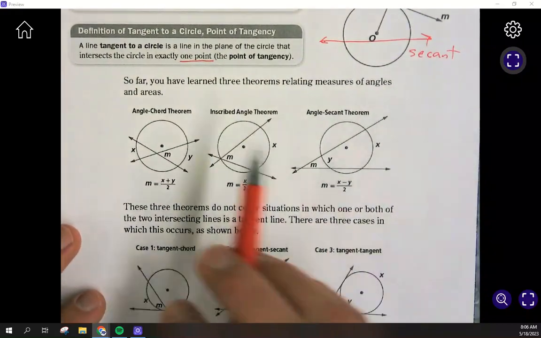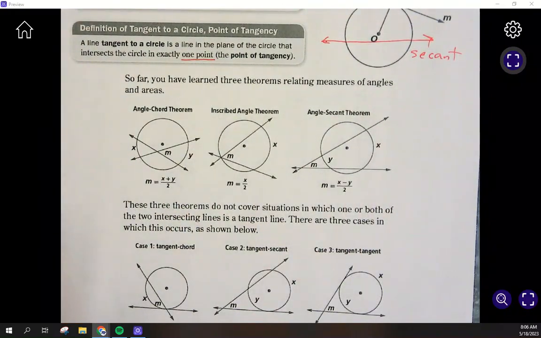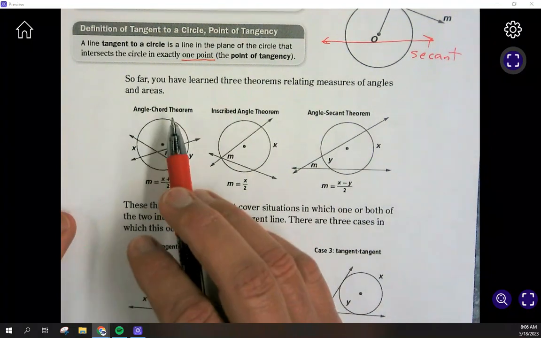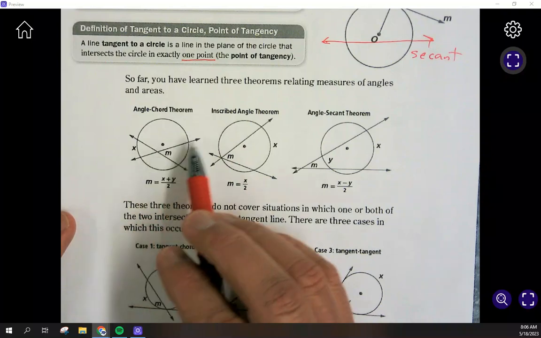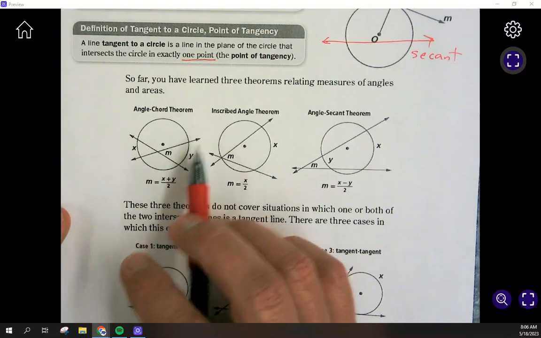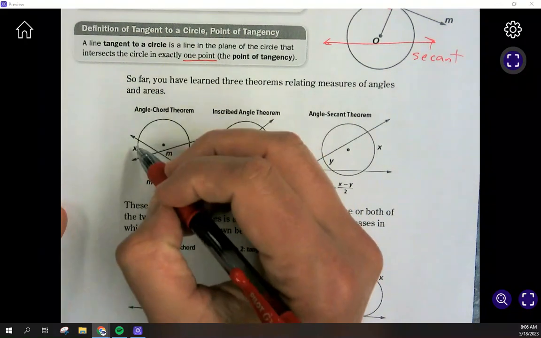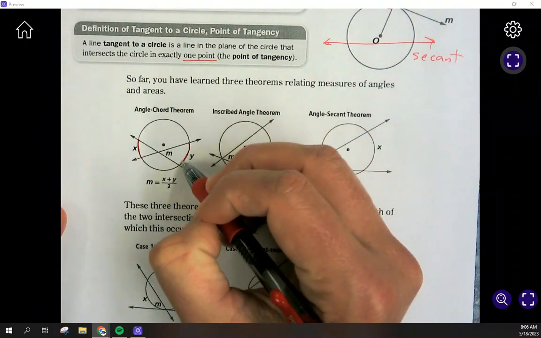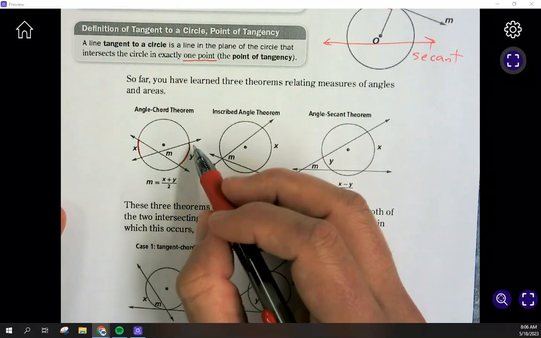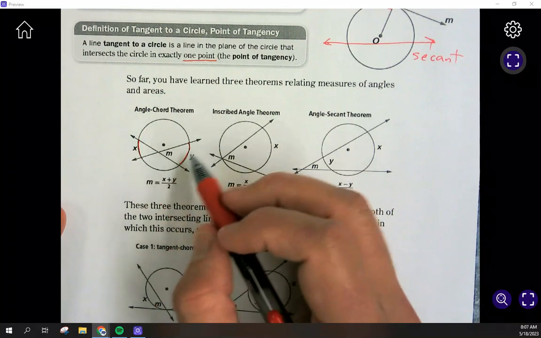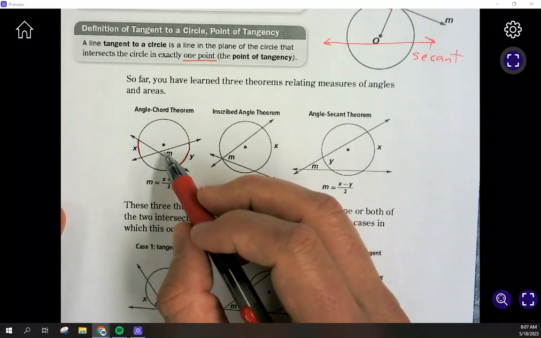So far, a quick review of what we did in 14.3. We've learned three theorems with measures of angles and arcs. Our angle chord theorem: if we have two lines, whether they're secants or chords, and they're crossing in the middle of the circle, we have those two intersected arcs. We add them together and divide by 2, which is the mean. We average them together, and that creates that angle on the inside.